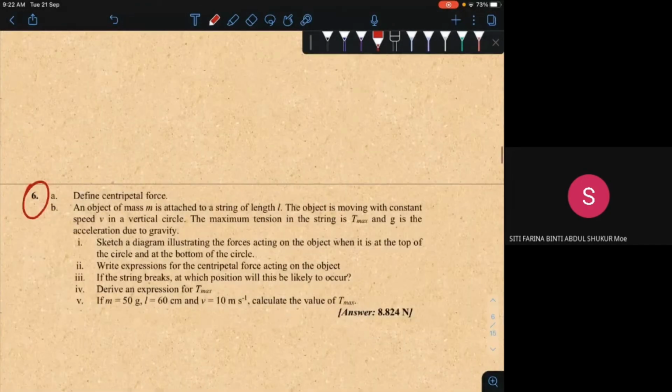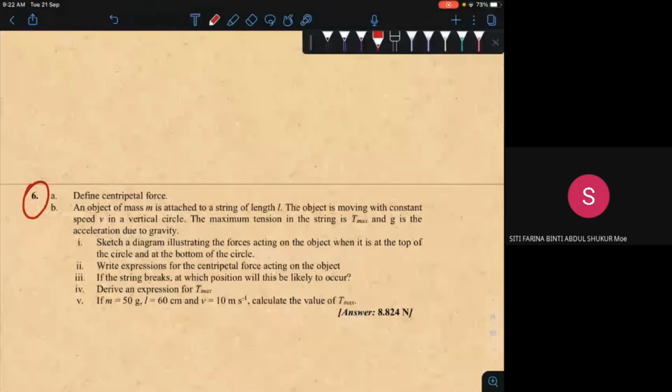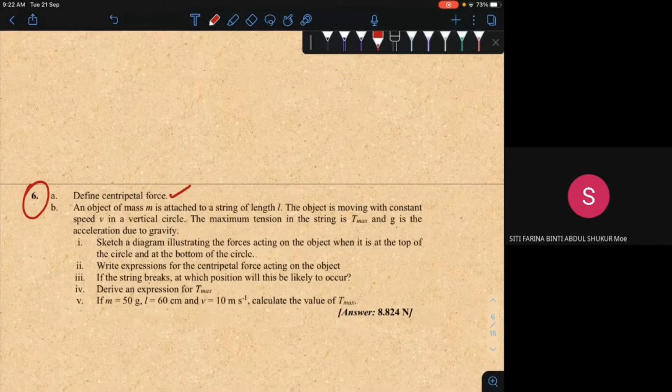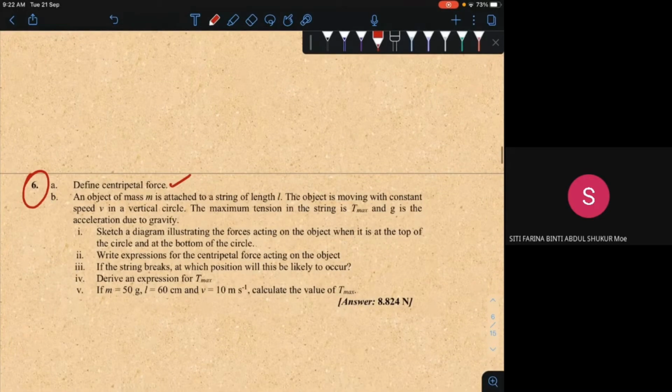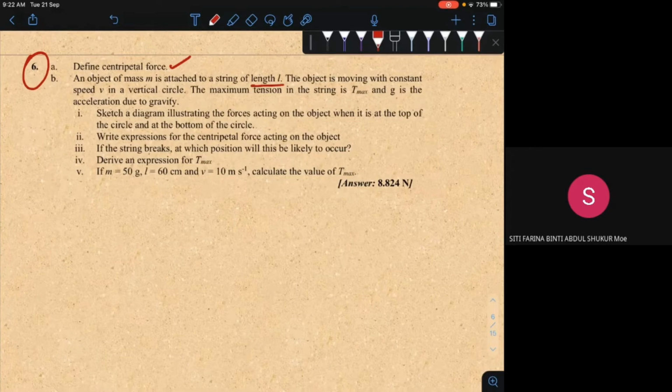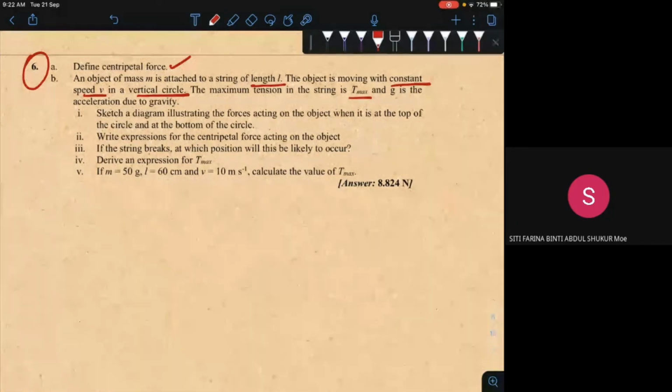Okay, question 6. Define, you can look at the notes, there is the definition. So we focus on question B here. An object of mass M is attached to a string of length L. The object is moving with constant speed V in a vertical circle. The maximum tension in the string is T max and G is the acceleration due to gravity. Sketch a diagram illustrating the force acting on the object when it is at the top of the circle and bottom of the circle. So the question already says this is your vertical circle.